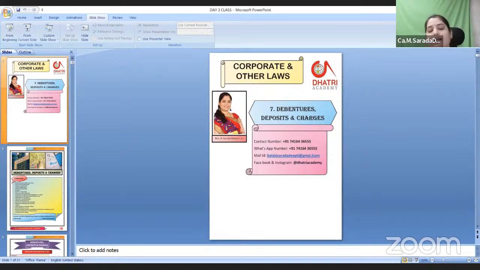And they should also ensure that the company is conducting timely class meetings with the debenture holders and intimating all the necessary information or changes that take place in the company which are related to them.